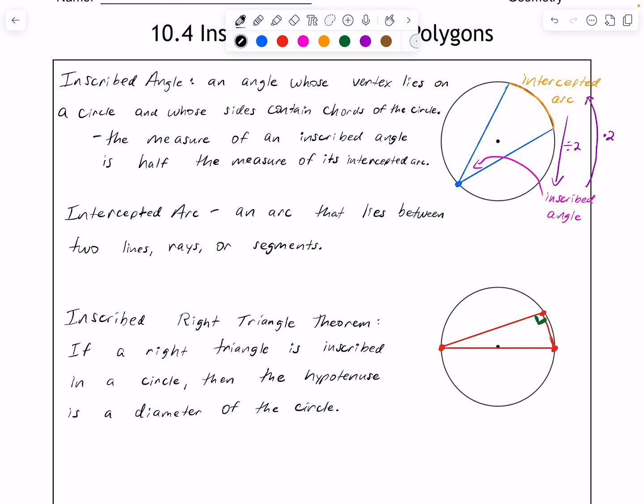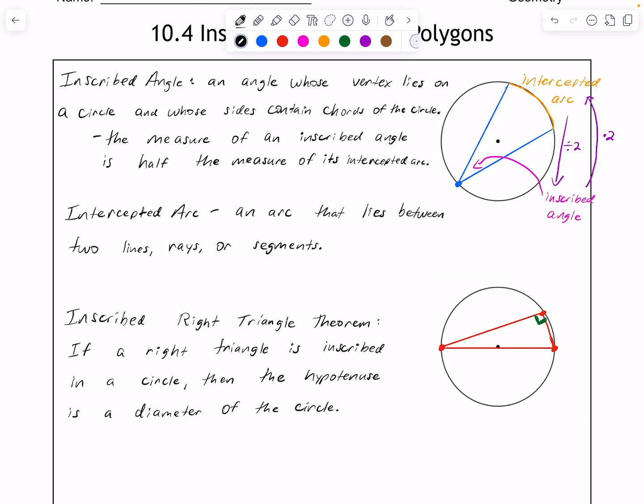And there is a numerical relationship, which we proved in class, where the angle is half the length of the intercepted arc. So I put here in purple, depending on which direction you're going, if you're going from the angle to the arc, you're going to multiply by 2. If you're going from the arc to the angle, you'll divide by 2. We'll practice doing that today on this video.